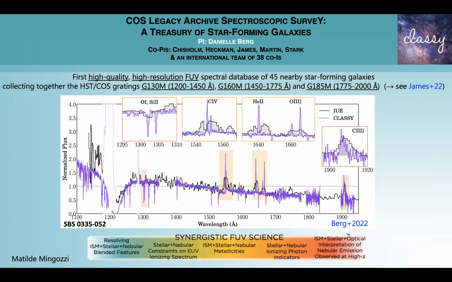This is one of the spectra that we have for one of the galaxies, where you can see the coverage from the Lyman alpha to the carbon 3. The important thing about CLASSY is that it collects together 3 COS gratings. COS is the instrument on HST. Before CLASSY, only 2 galaxies in the archive had the complete coverage that you can see here now. And CLASSY also has a very high spectral resolution with respect to previous data, so it allows us to do synergistic UV science from many points of view.